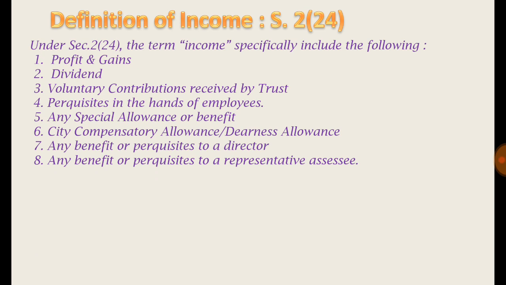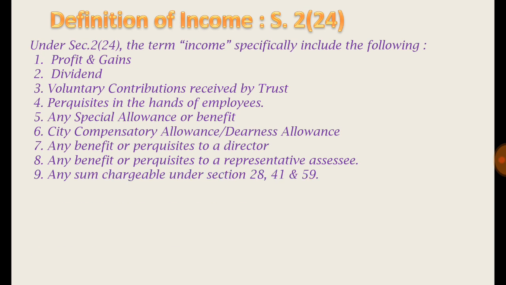Then any benefit or perquisites to representatives of the assessee. The assessee means the person who is liable to pay tax on his income, and if he tries to divert his income to his relatives, not because of special qualification but because of the relationship, then the amount paid to those near ones is also treated as the income of that person, and can be counted in computation of his income.